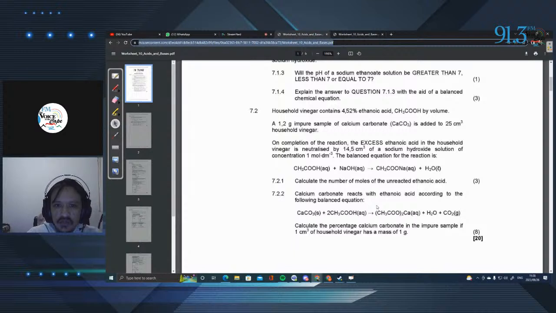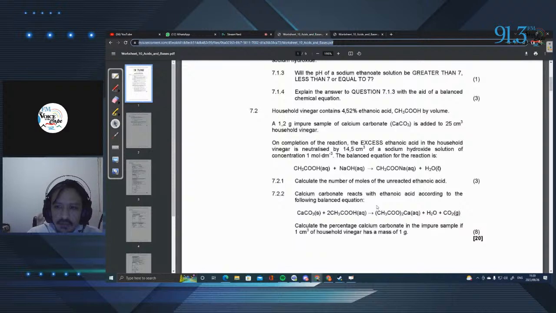A 1.2 gram impure sample of calcium carbonate is added to 25 centimeters cubed of household vinegar. On completion of the reaction, the excess ethanoic acid in the household vinegar is neutralized by 14.5 centimeters cubed of sodium hydroxide solution of concentration 1 mole per decimeter cubed. The balanced equation for the reaction is CH3COOH plus NaOH reacts to give us sodium acetate, or sodium ethanoate, plus water.